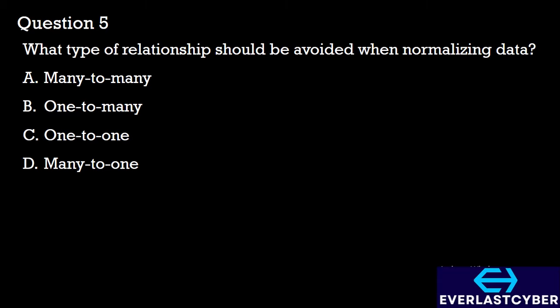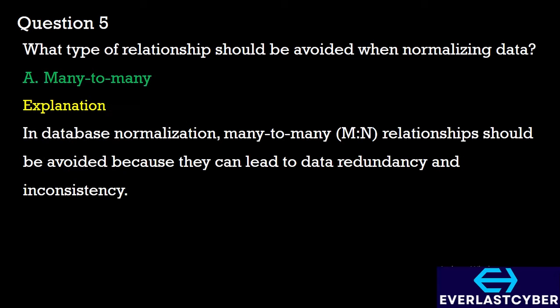Out of these options, the relationship that should be avoided when normalizing data is option A. This is because using this relationship can cause data redundancy and inconsistency. So it's good to avoid this. Instead, what should be done is that they should be broken down into two one-to-many relationships using a junction table or a bridge.